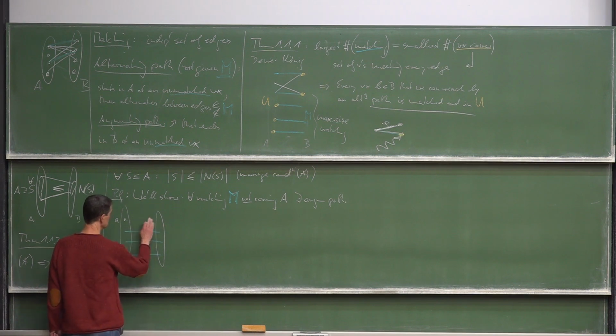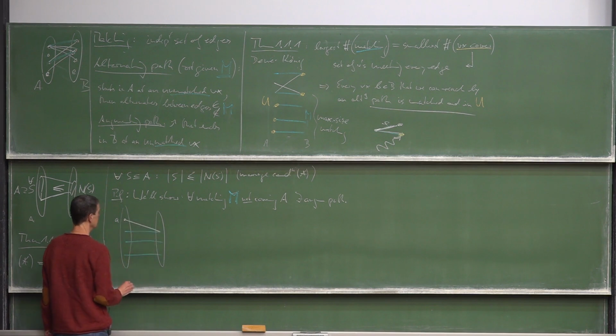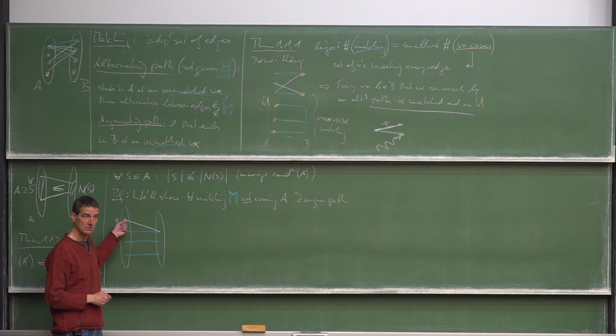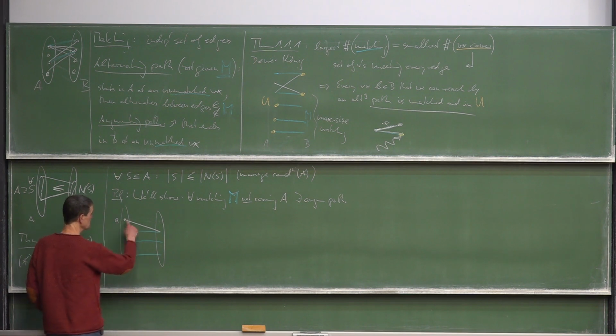Okay, so maybe we can't find that. Is it possible that we find that a has no neighbor at all? No, we're assuming the marriage condition. So little a makes a set S of cardinality 1, so it has one neighbor at least. Okay, so suppose it doesn't have a neighbor that is unmatched, so go to a matched neighbor.